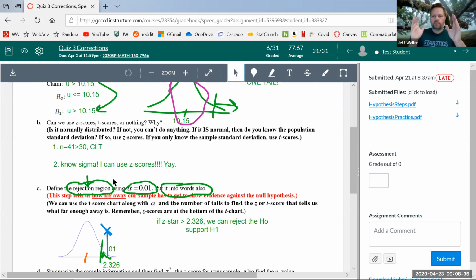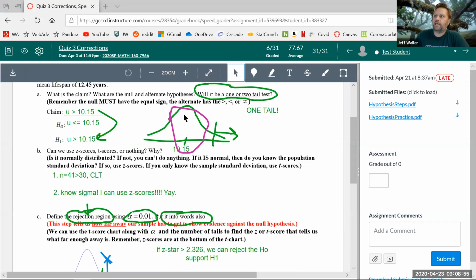Now, the first step makes sense. What are we talking about? You've got to set up what it is you're talking about. What is it you're testing? Okay, that makes sense. Part B makes complete sense. Before you do any stats, are you allowed to do stats, right? And if you're allowed to do stats, what kind of stats? Z or T? So that's the second step. First step, what are you talking about? It's got to be the first step. Second step, why are you allowed to analyze what you're talking about?